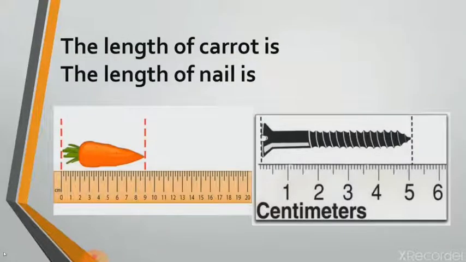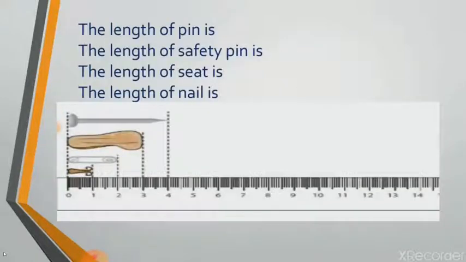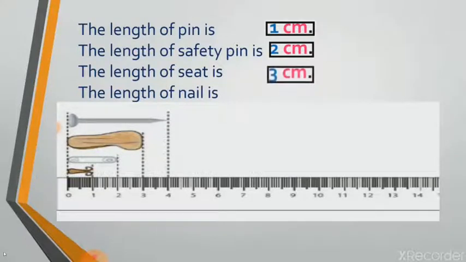Here the carrot is between 0 to 9. So the length of the carrot is 9 centimeter. And the nail is kept between 0 to 5. So the length of the nail is 5 centimeter. The length of the pin is 1 centimeter. The length of safety pin is 2 centimeter. The length of seed is 3 centimeter and the length of nail is 4 centimeter.